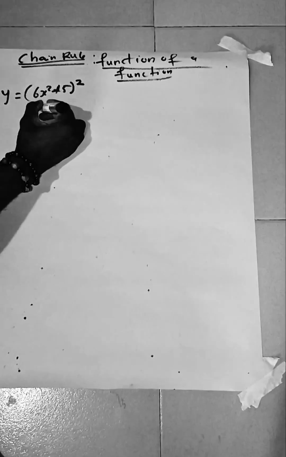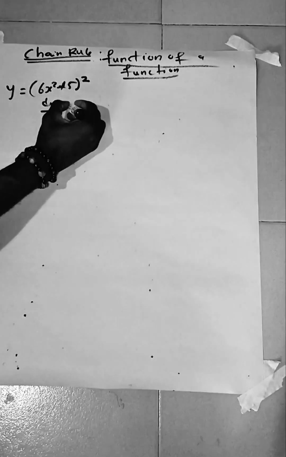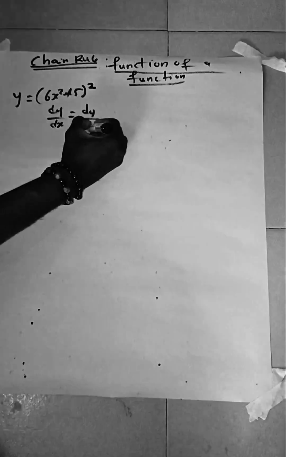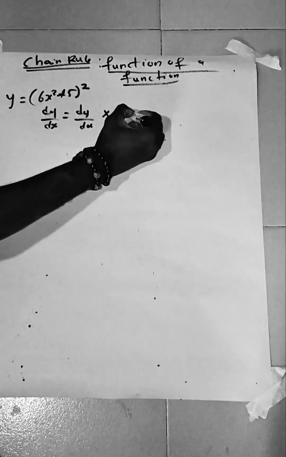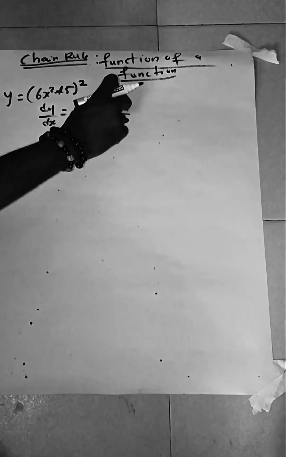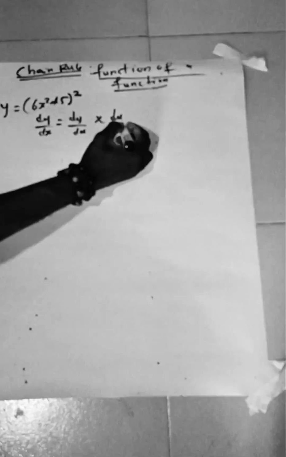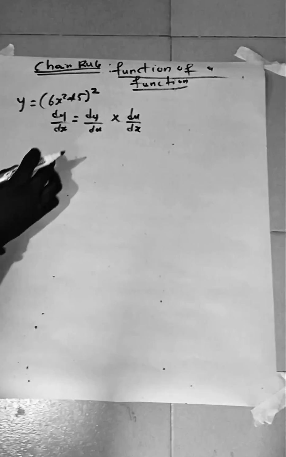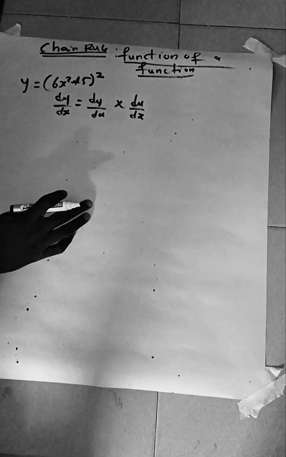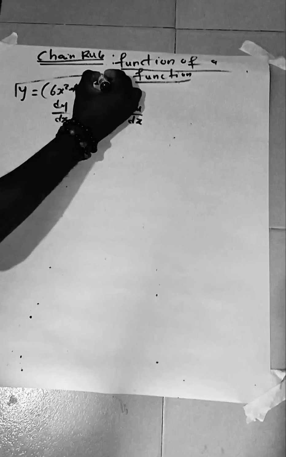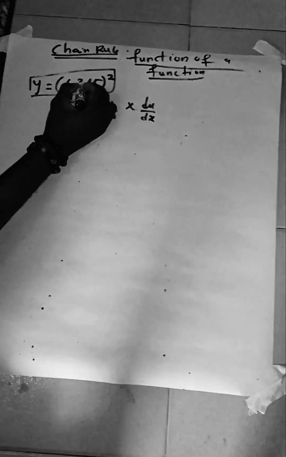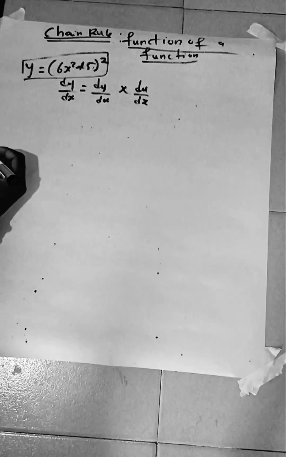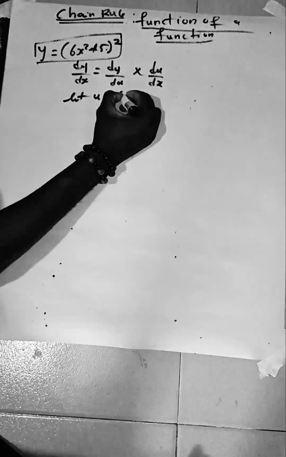We use the formula dy by dx is equal to dy by du times du by dx, such that the du's will cancel and we'll have dy by dx as our final answer. But how exactly do we know what to assign as our u and what to use as our x? Very simple. So let's take this example as a case study: y equals 6x squared plus 5 raised to the power 2. So the first thing we need to do is we let u equal 6x squared plus 5.